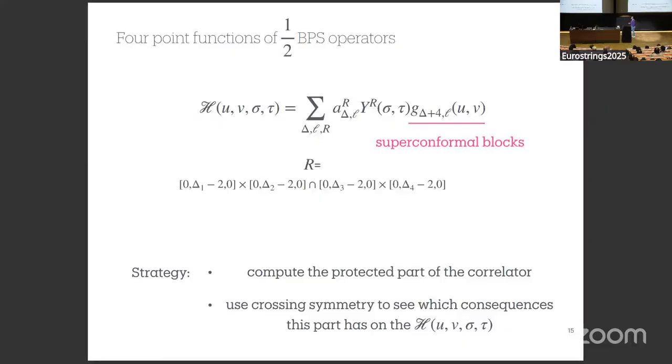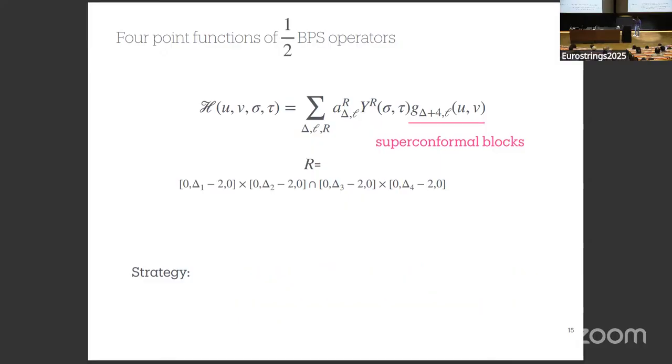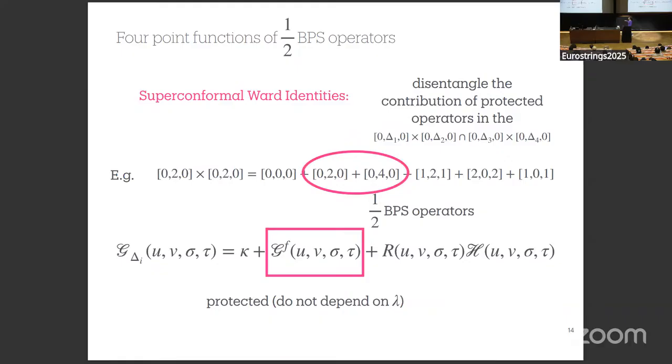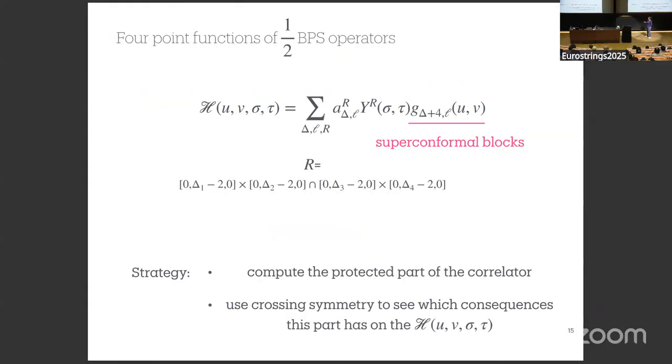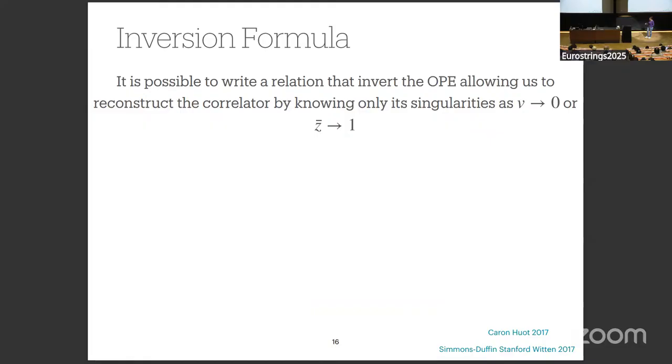So now what is the strategy? The strategy is that we start with our protected operator. Then we compute the protected part of the correlator by solving the superconformal Ward identity. And then we use crossing symmetry to see which consequences it has. So imagine we completely fix this function, then we say, okay, using crossing, what can we say about this function H? That's the logic. Let me just briefly mention how we do it in practice.